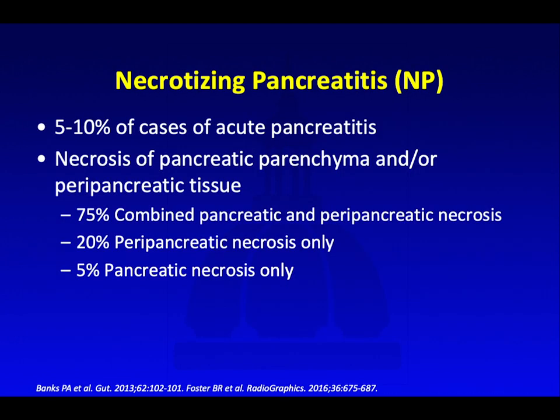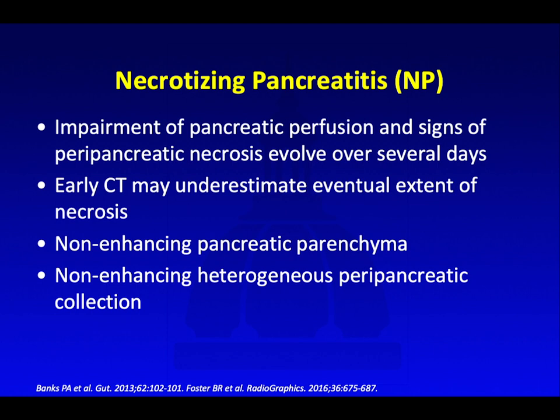In 5 to 10% of cases of acute pancreatitis, patients will develop tissue necrosis within the pancreas, and that is referred to as necrotizing pancreatitis. The necrosis can involve either the pancreatic parenchyma, the peripancreatic soft tissue, or both. The most common type involves both the pancreatic and the peripancreatic tissues.